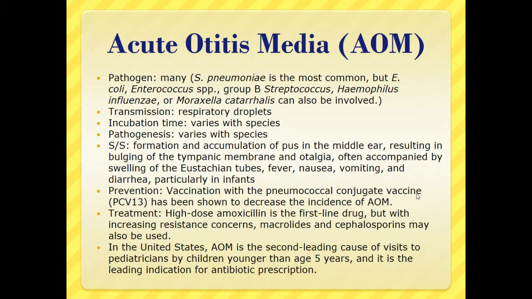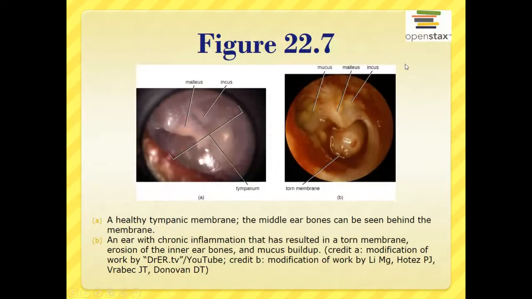Amoxicillin has always really been the drug of choice, but some of these pathogens are starting to exhibit antibiotic resistance, so you may have to go to a macrolide or a cephalosporin or even a fluoroquinolone to get rid of the infection entirely. You see there, it's the second leading cause of visits to pediatricians by children younger than 5 years, and it's the leading indication for antibiotic prescription. But we are changing our thinking on this a little bit.